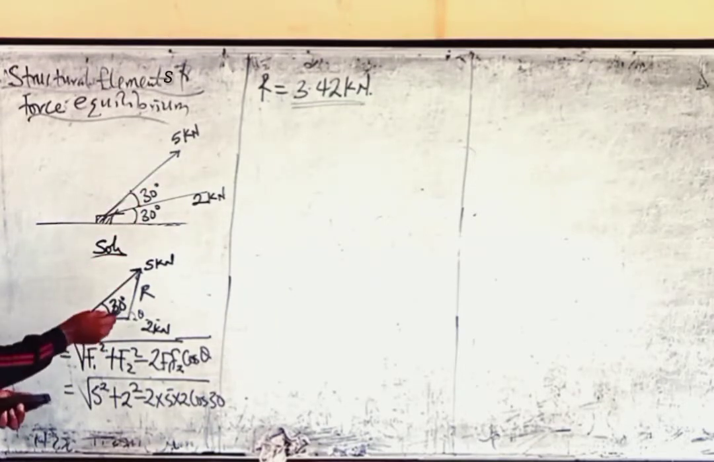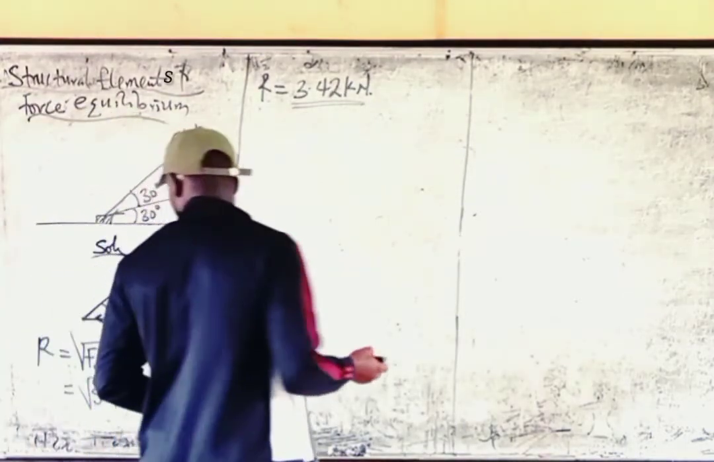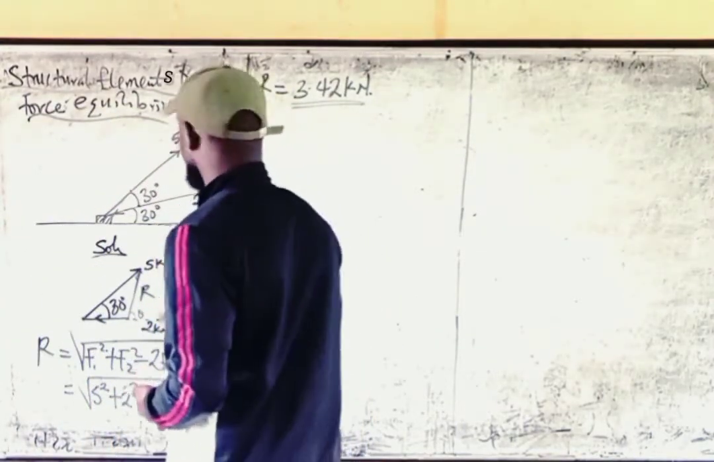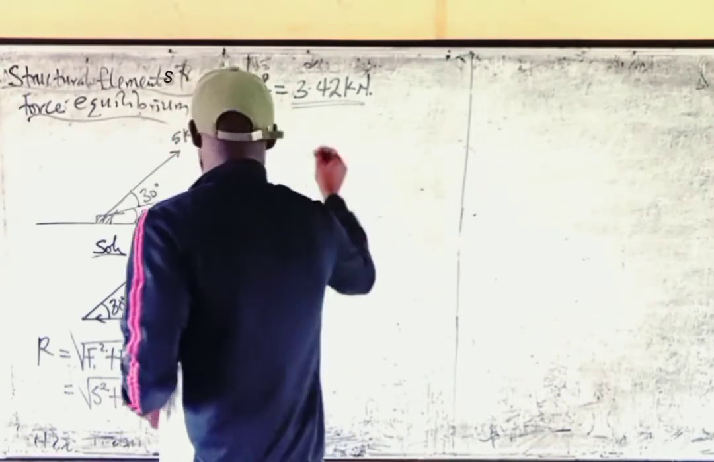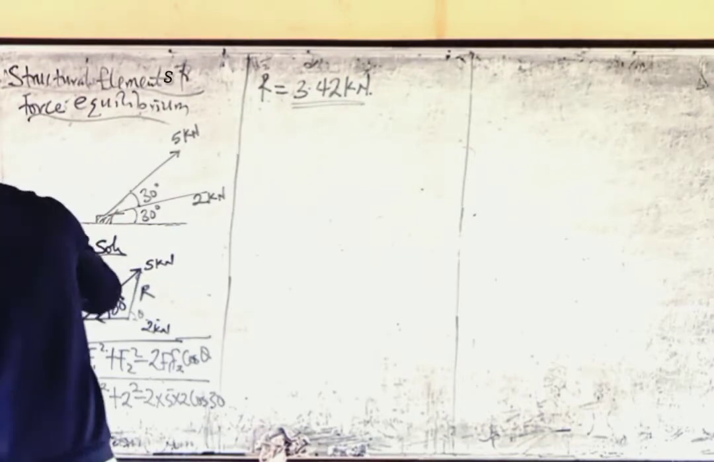You can just use sine to calculate this and then subtract it from 180 to see what you are going to have. But before we go there, we'll do that. Now let's assume both of them are leaving. For example, let's assume this one is coming out. Okay, let's just draw it again.